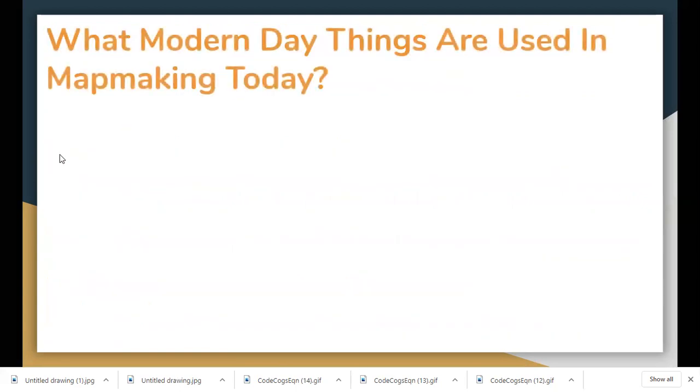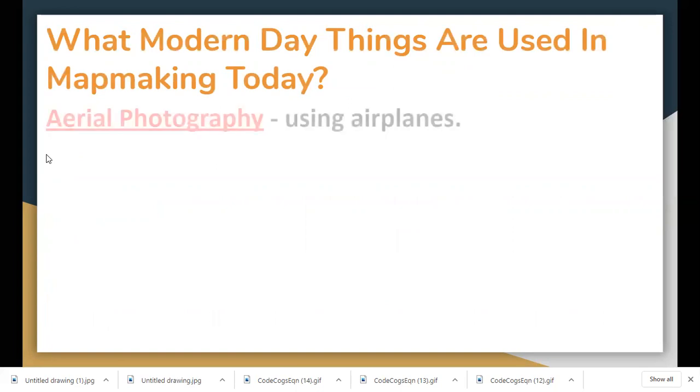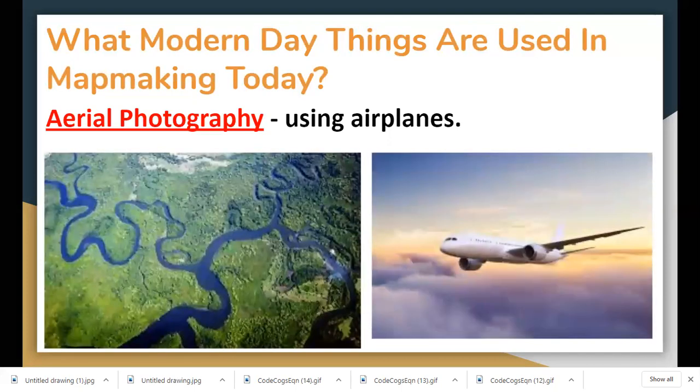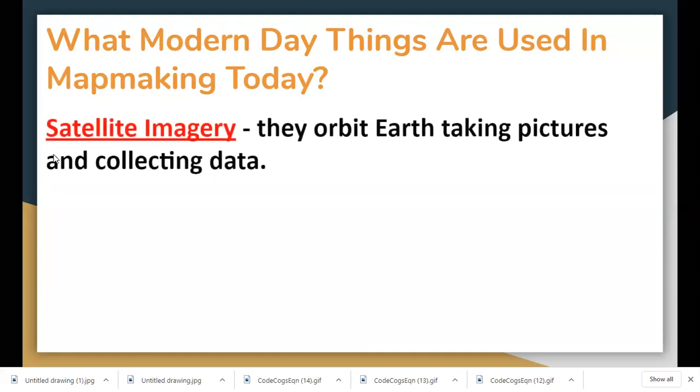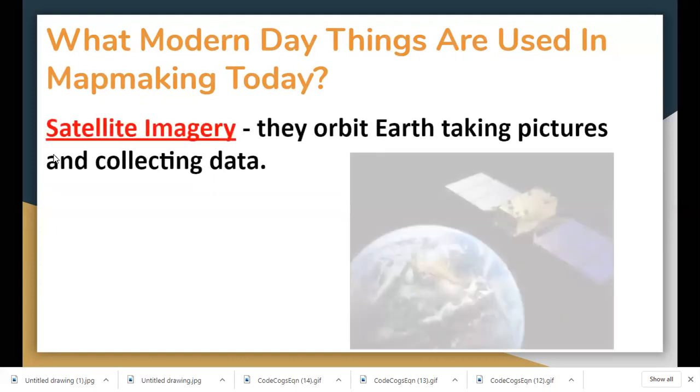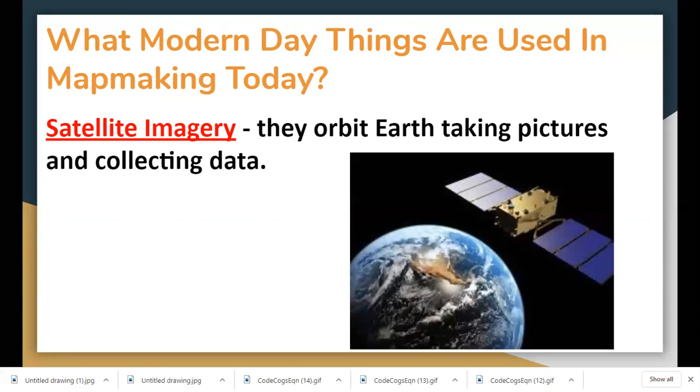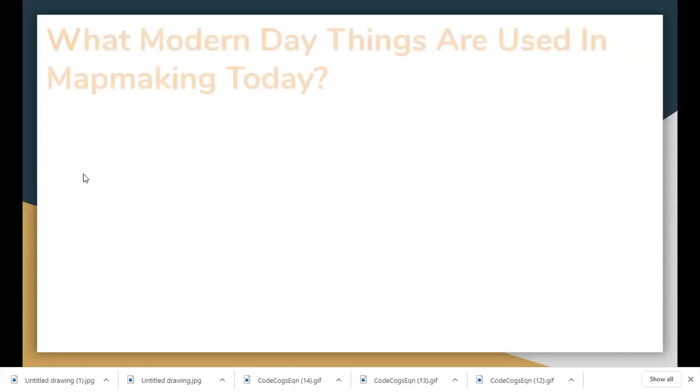What modern day things are we using for map making? Well, we're not walking all over the earth and sailing all over the earth. We are using aerial photography. We get in airplanes and take pictures from high up. There is some aerial photography of a river. Another method of map making today is using satellite imagery. Satellites orbit the Earth and they take pictures and they collect data and they send it back to us. They tell us how things are going. They tell us what's changing on the geosphere, or maybe the atmosphere, or whether our weather conditions, right?